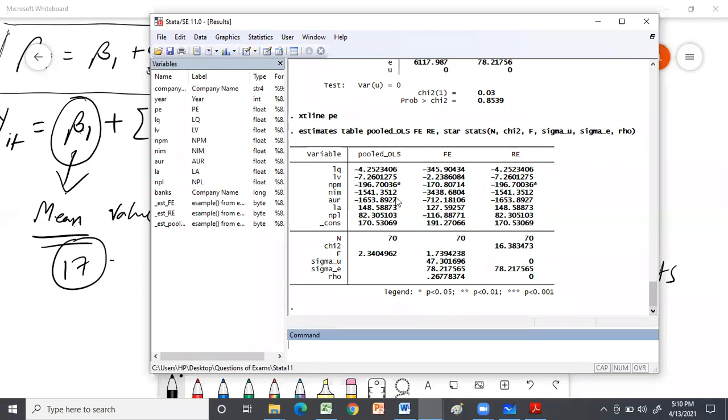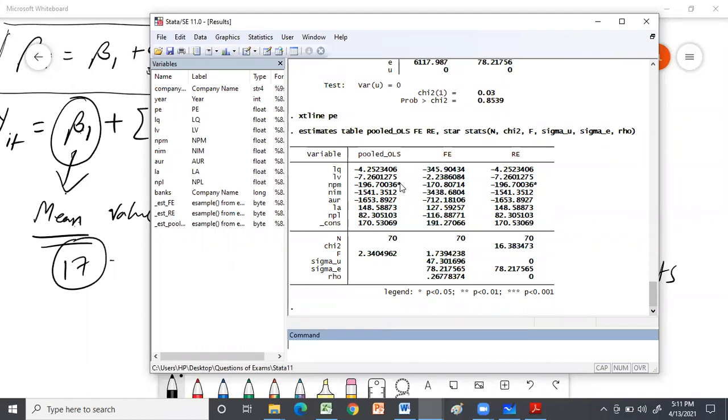If any coefficient's p-value is less than 0.01, 2 stars are given, and if any coefficient's p-value is found less than 0.001, that means less than 0.1%, then there will be 3 stars given on the exponent of this coefficient.